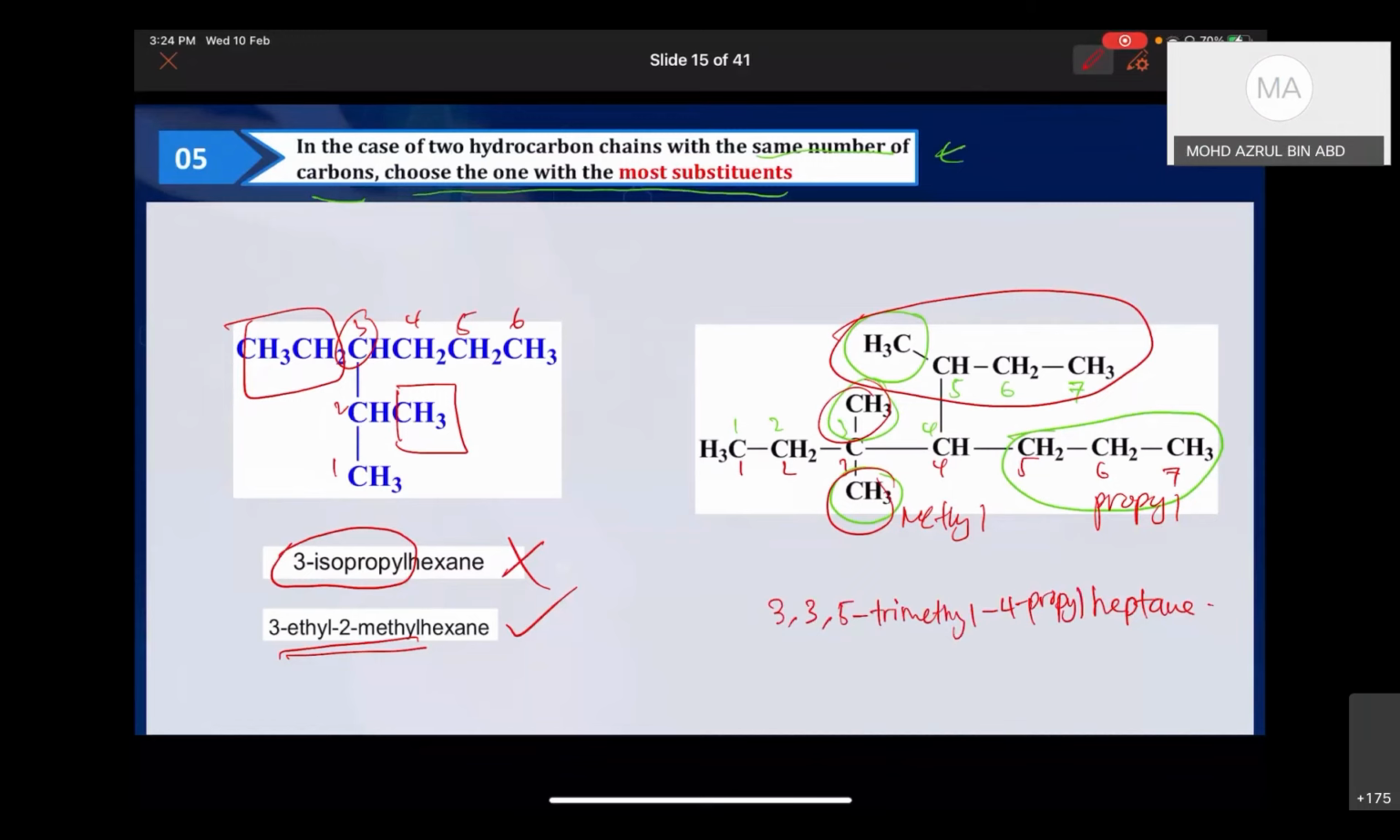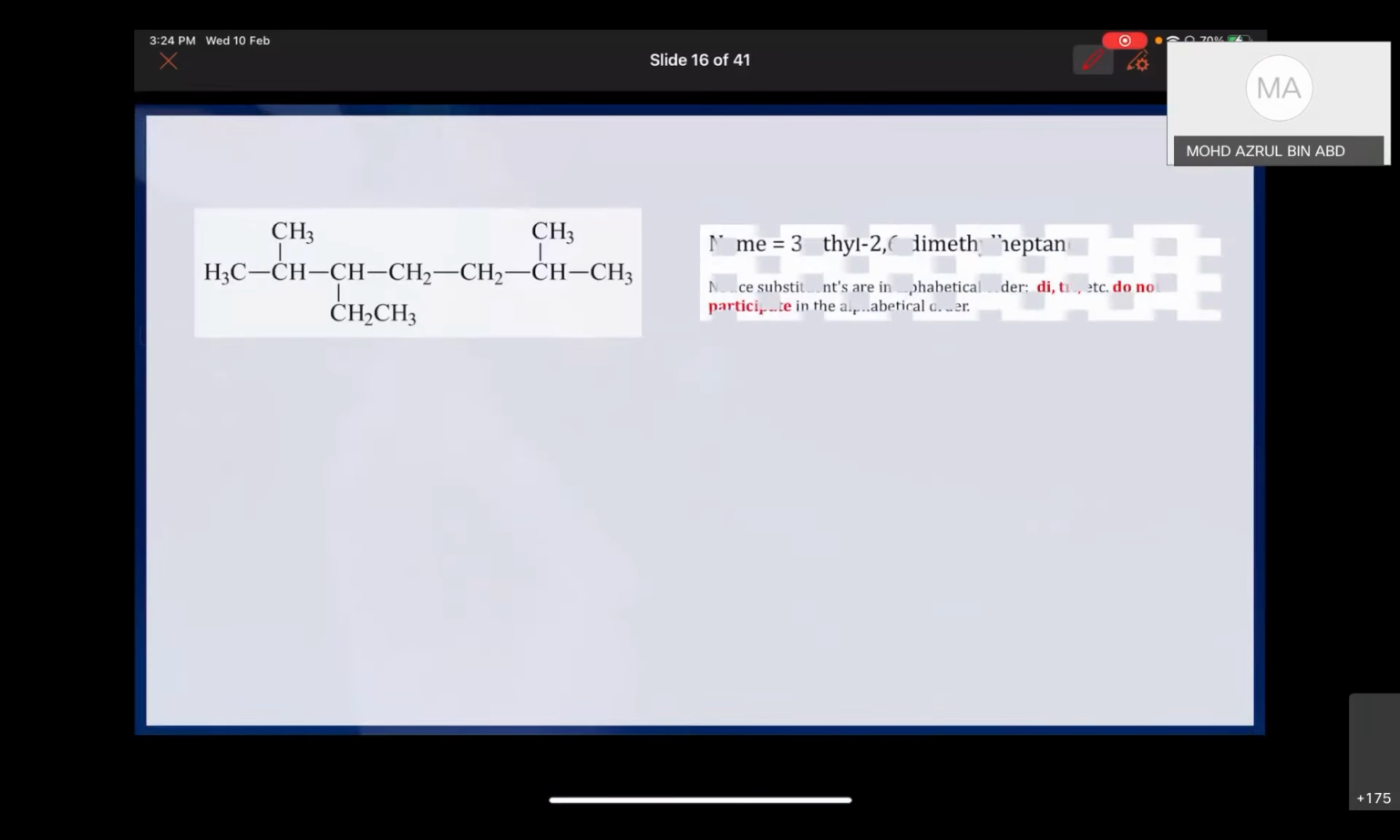Is it okay? Understand about these rules? Yes, sir. Okay, if you understand, that's good. Right, 3, 3, 5 trimethyl, 4 propyl. Okay, as I said, notice the substituents are in alphabetical order. Di, tri do not participate in the alphabetical order, because this is only a prefix name. So for the prefix name, we cannot count it in the alphabetical order.